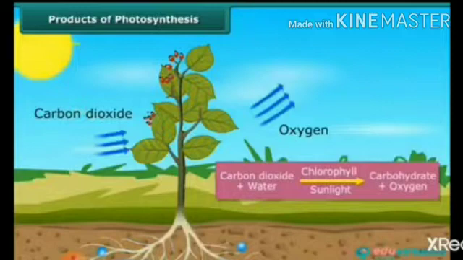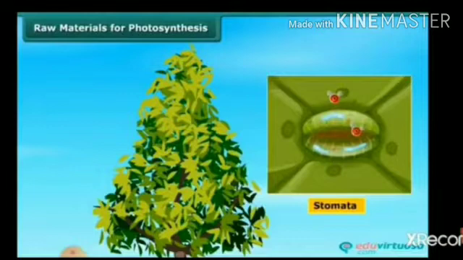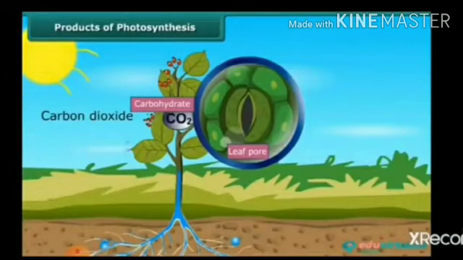Plants convert light energy into chemical energy and store it in the form of food. Water, minerals, and salts are absorbed by the roots from the soil. The stem transfers them up to the leaf. The leaves have microscopic openings called stomata through which they take in CO2 from the air, meaning carbon dioxide.